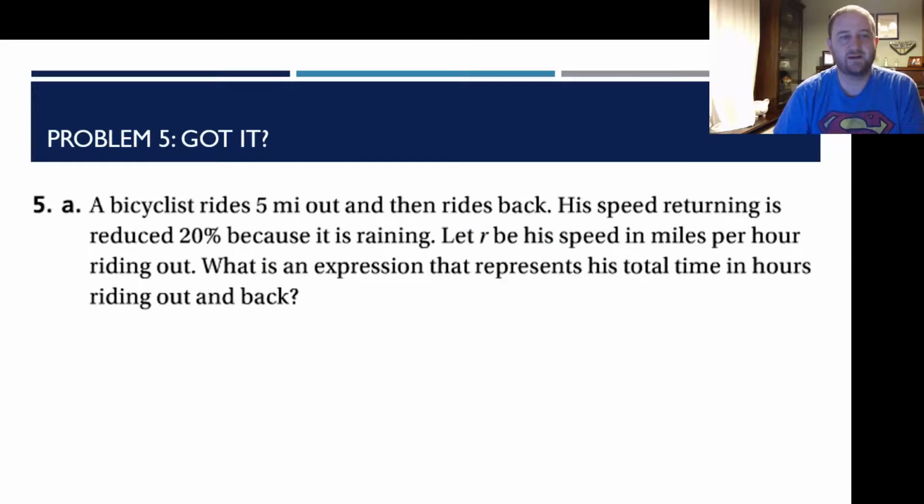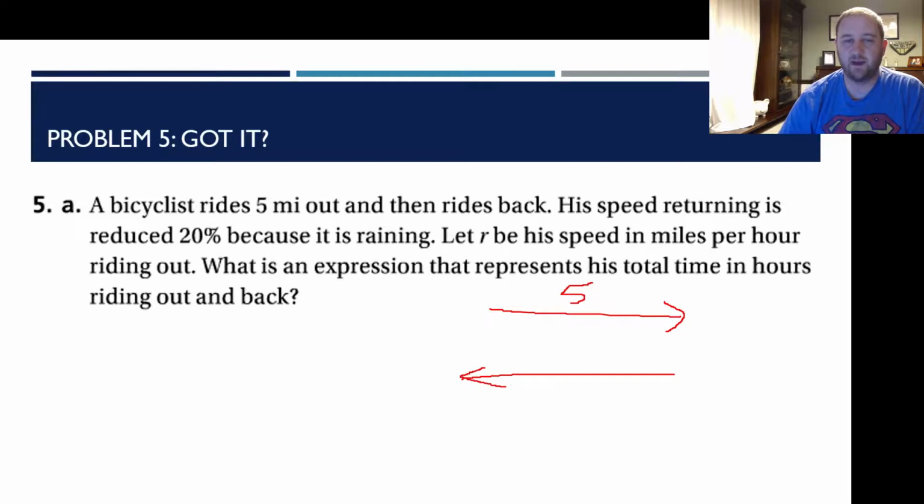A bicyclist rides 5 miles out and then rides back. So he's going 5 miles out and then 5 miles back. His speed returning is reduced by 20% because it's raining. Let R be his speed in miles per hour riding out. What is an expression that represents the total time in hours? So out, he's going 5 miles, and we want the total time in hours, so we're going to do 5 divided by his speed in miles per hour. We'll let that be R.